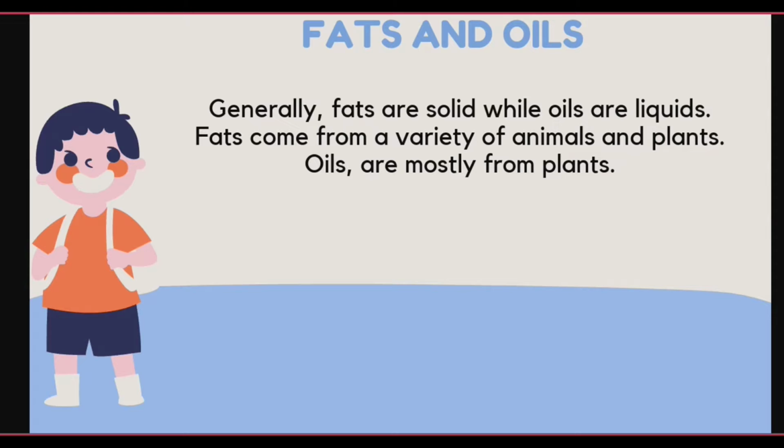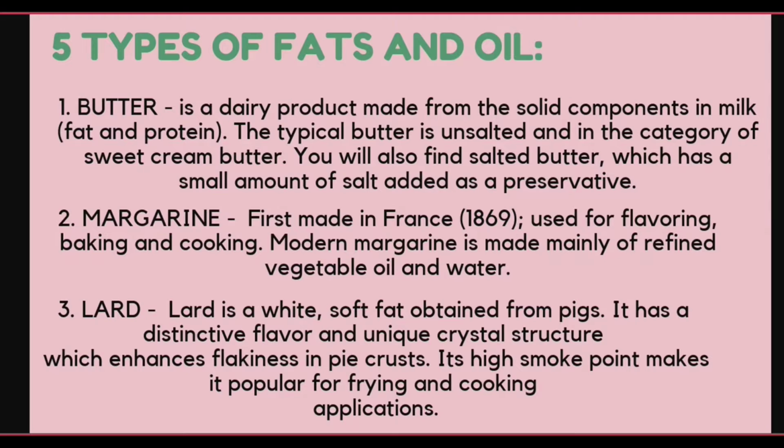The second ingredient is fats and oils. Generally, fats are solid while oils are liquids. Fats come from a variety of animals and plants. Oils are mostly from plants. There are five types of fats and oil.